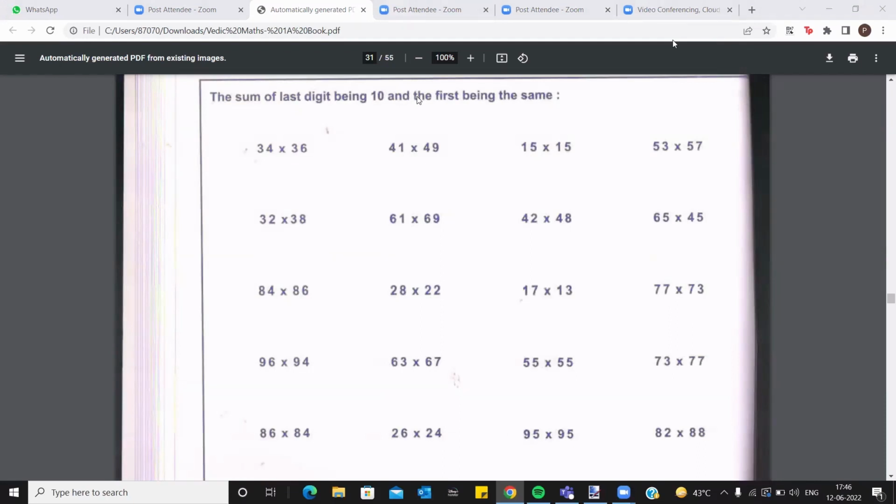So I'll just observe this, guys. Observe this. When we have 34 into 36, what do you observe here? You observe that the tens place is the same, right? This 3 and 3 is the same. And when you add 6 plus 4, you get 10. So that's what the heading says: the sum of the last digit being 10 and the first being the same. These are the last digits, and when we add, we get 10. And the tens digit, we can see it's the same. So that's what the heading says.